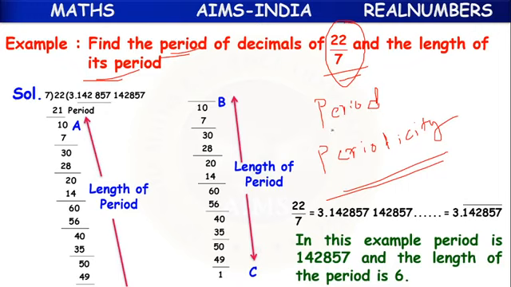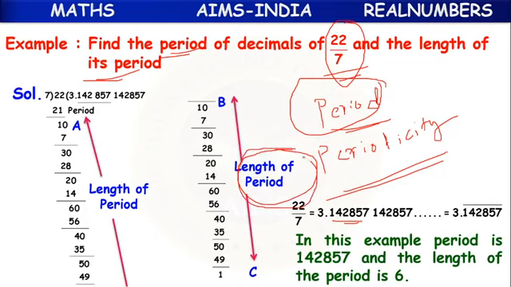So here period means the recurring part. The recurring part is considered as the period, whereas the length of the period, or the number of decimal places repeating, is called periodicity. The period means the actual decimal places which are repeating. That actual repeating part is known as the period. But in that repeating part, how many decimals are repeating, that length of the period is known as periodicity.